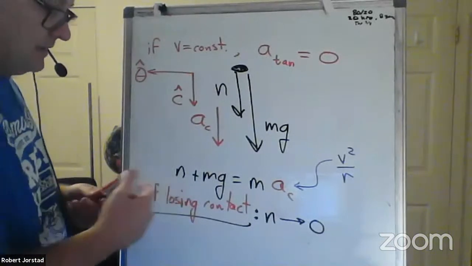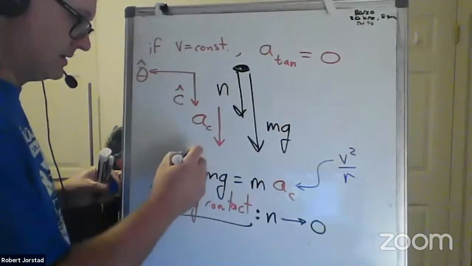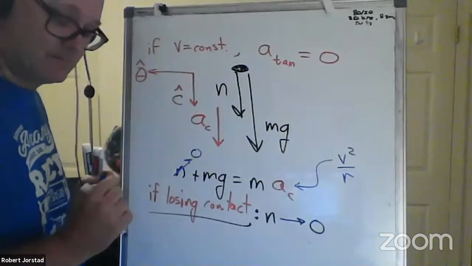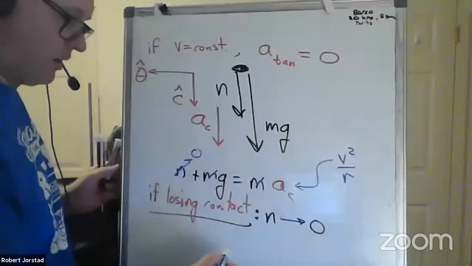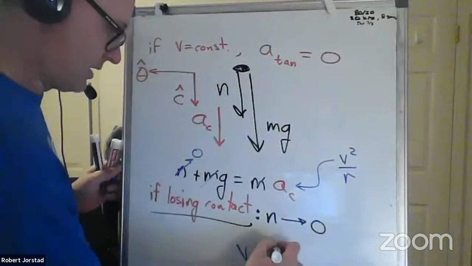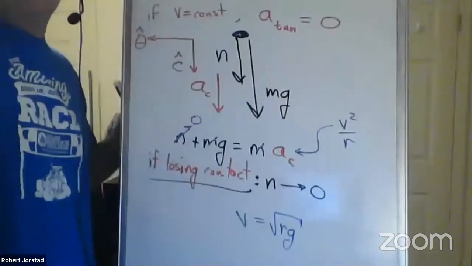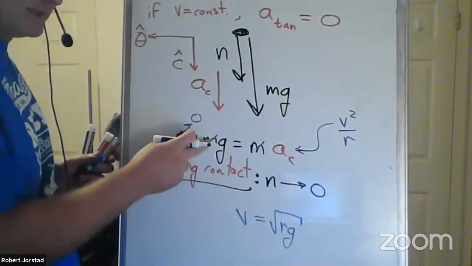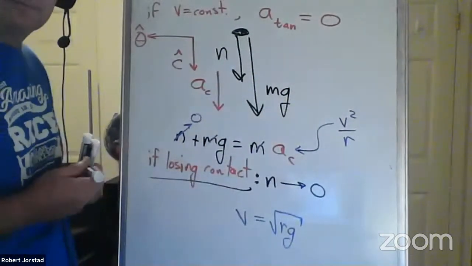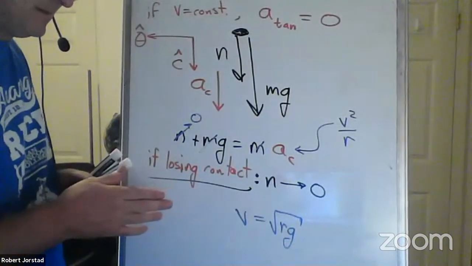So now let's set N equal to 0 and do some simplifications here. If N goes to 0, what drops out? Mass drops out. And then we get v squared. Hopefully you see that v equals the square root of rg. Take a second to think that through. My apologies, let me lower this down a little bit. Because this has v squared over r, you cross multiply, so you get rg equals v squared, and you take the square root. Okay. Is this a minimum or a maximum speed?